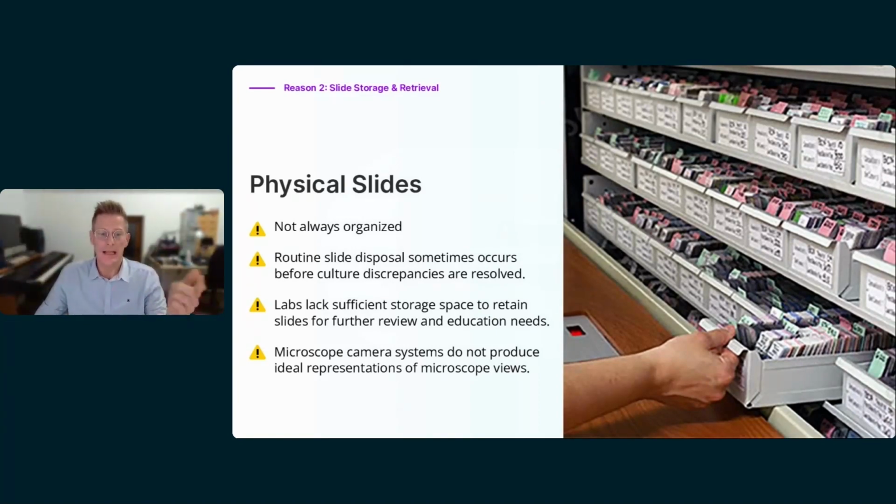And when they need to get slides, they have to fish through them, locate them, and bring them back to the microscope so that they can use them. Well, situations also arise where slides are tossed before you're aware of a discrepancy on the culture, and you're no longer able to review the slide.